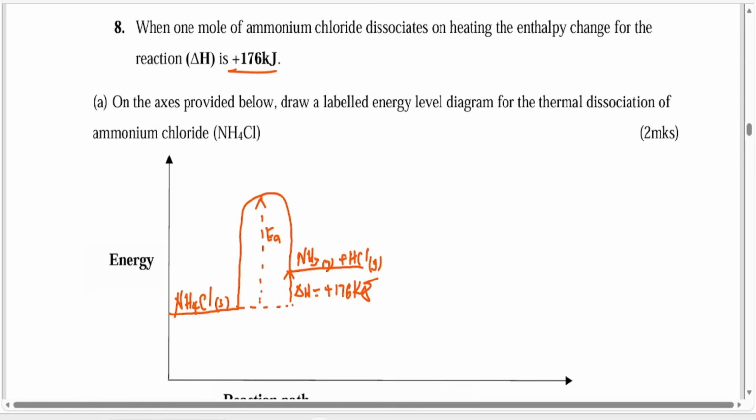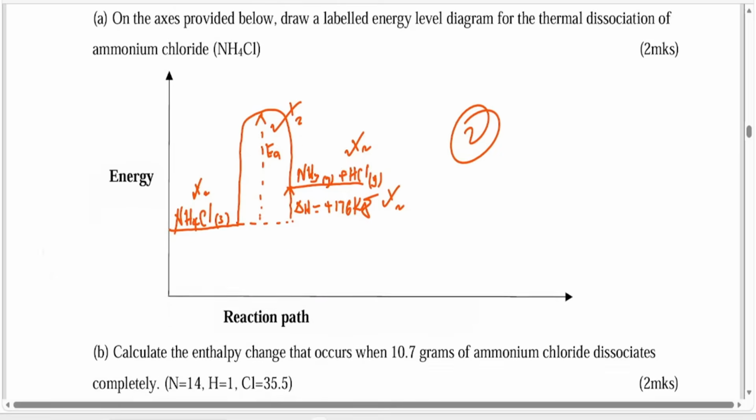So whenever the question is being marked, the marks are awarded: writing correct reactant at the right position, showing the activation energy, I have a mark, showing the products, I have a mark, showing the enthalpy change, I have a mark. This totals to 2 marks.